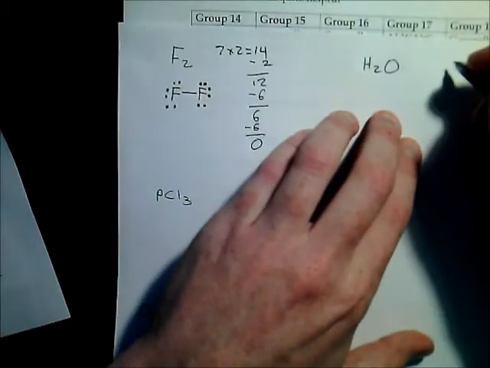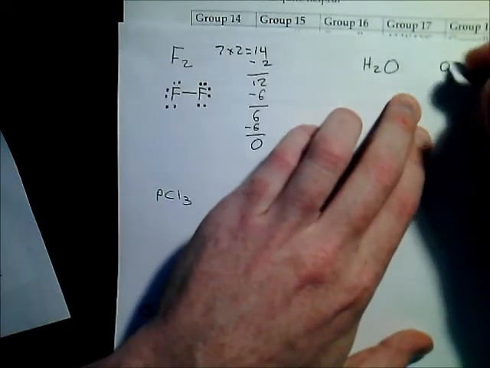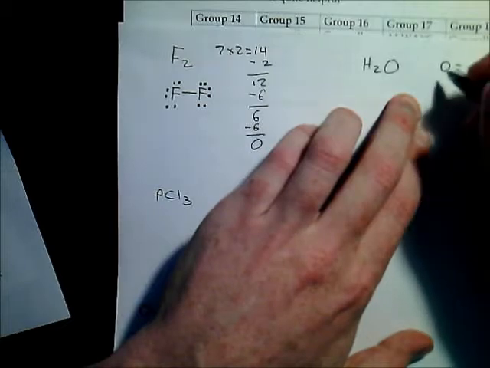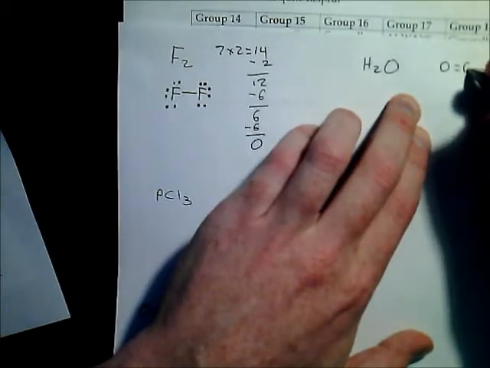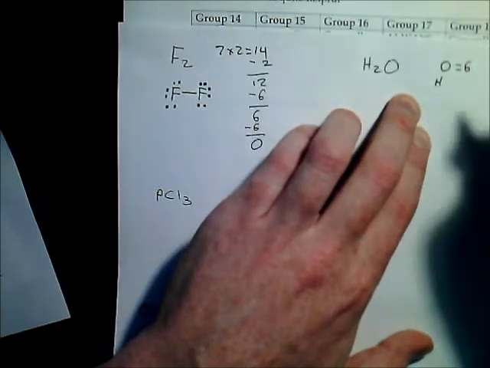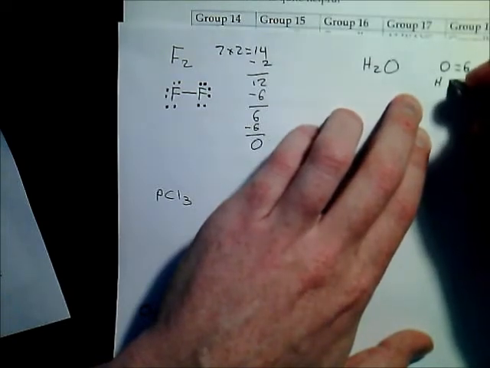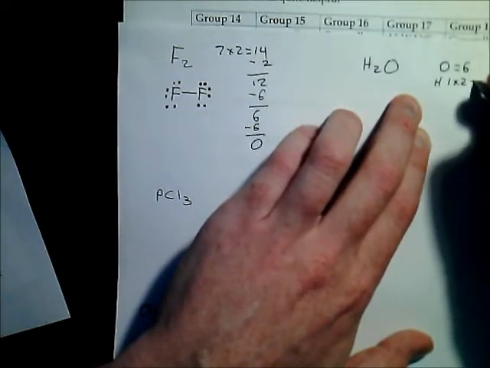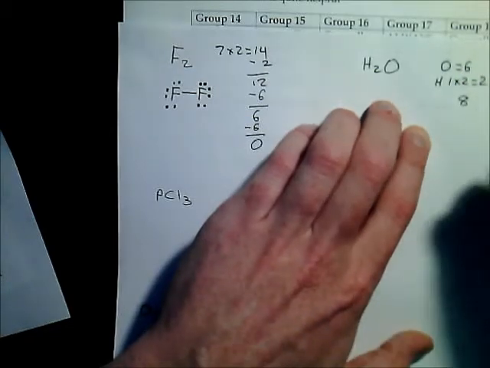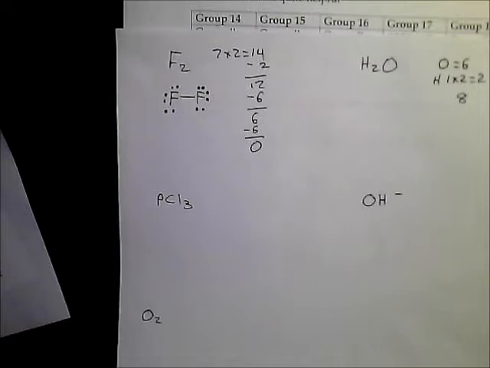So the first thing we need to do is count the total number of valence electrons. Now, oxygen, it's in the 6th column, so it has 6 valence electrons. Hydrogen, it's in the 1st column, so it has 1 valence electron, but there's 2 hydrogens. So that's 2. 6 plus 2 is 8. So we've got 8 electrons here to work with.